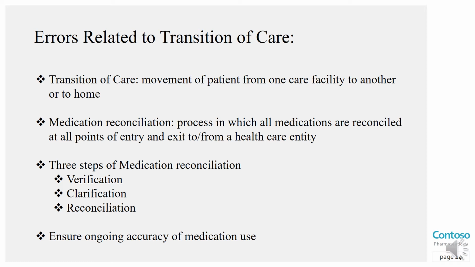And then there is clarification. This is professional review of this information to ensure that medications and dosages are appropriate for this patient. And then the third step is reconciliation. This is when further investigation of any discrepancies and changes in medication orders can occur. As the nurse, we need to ensure ongoing accuracy of medication use.